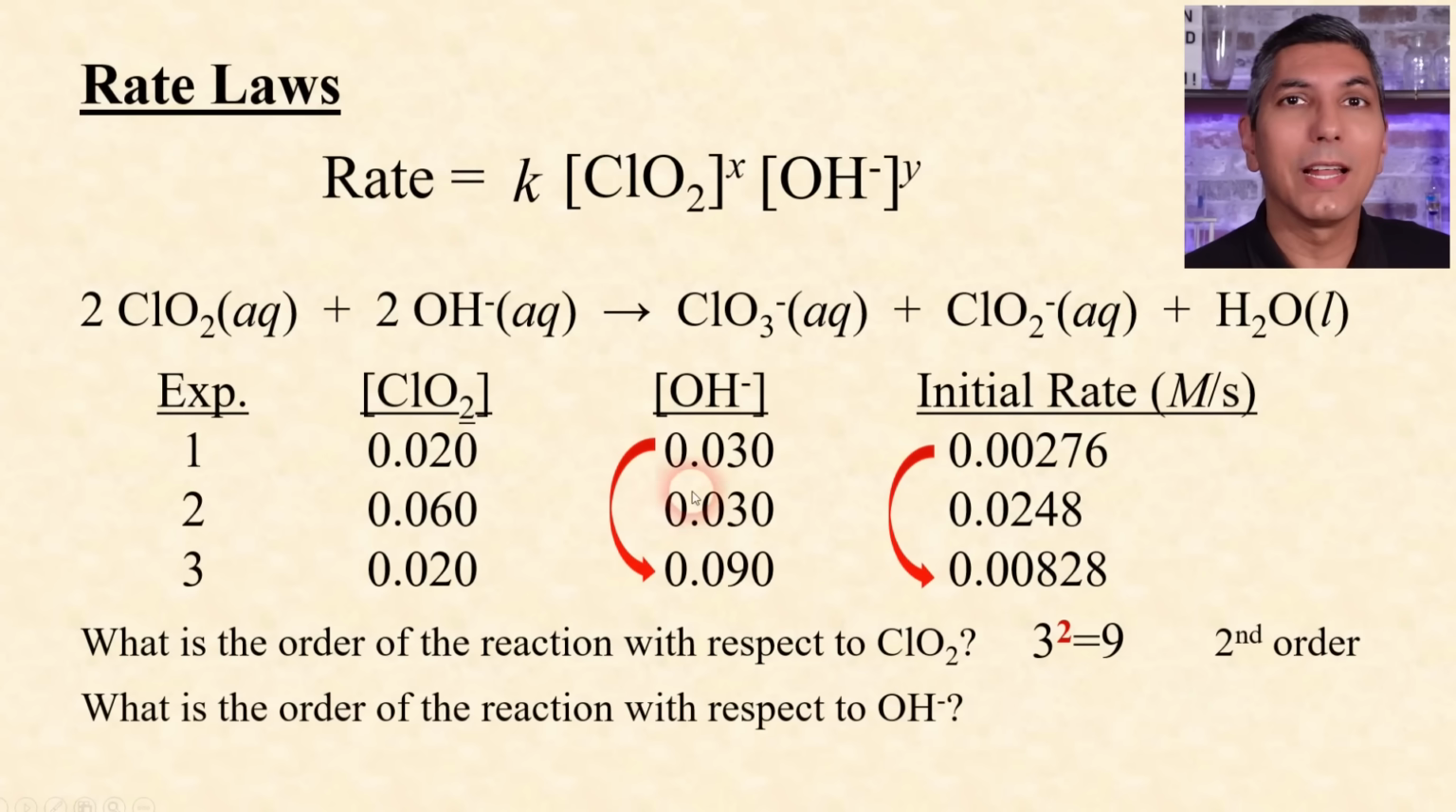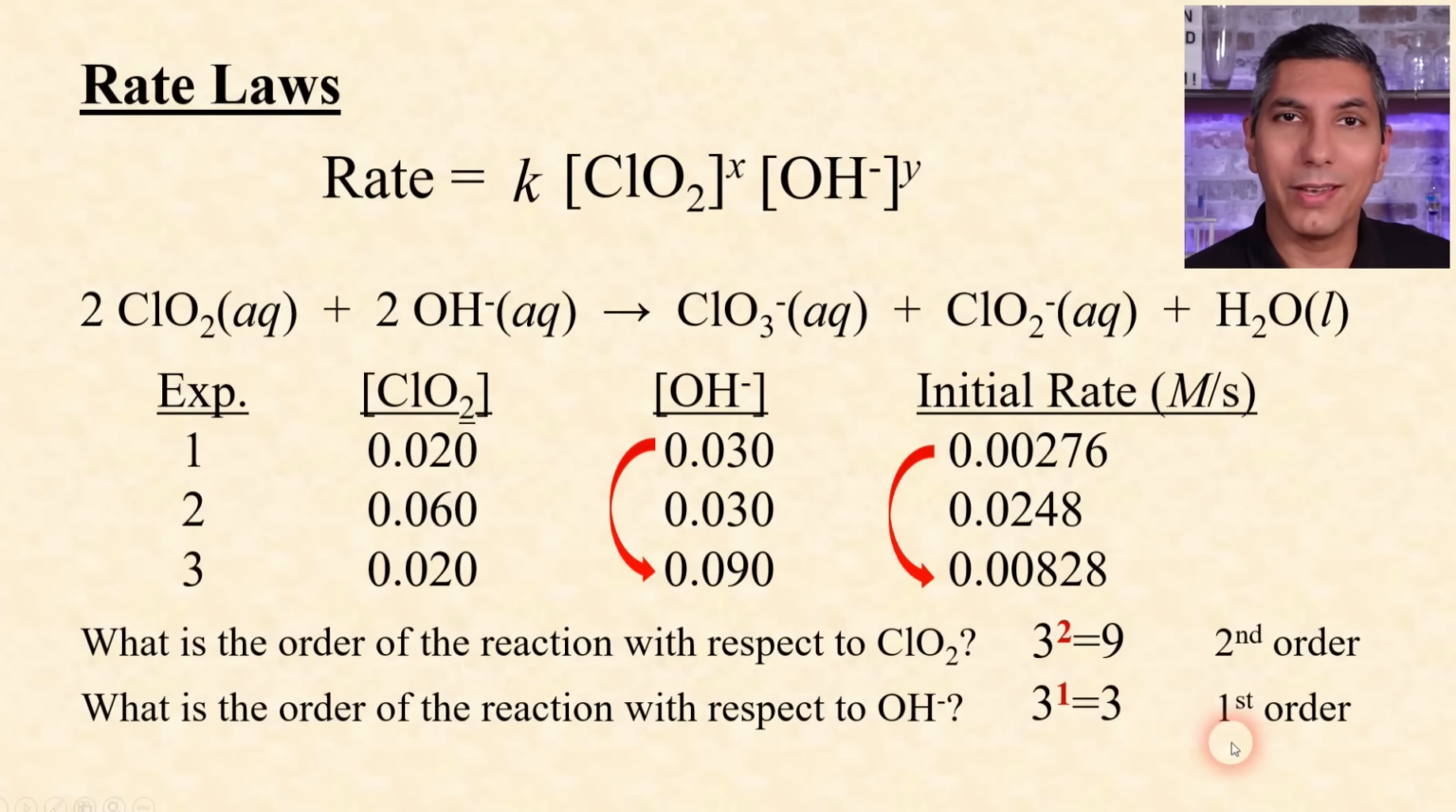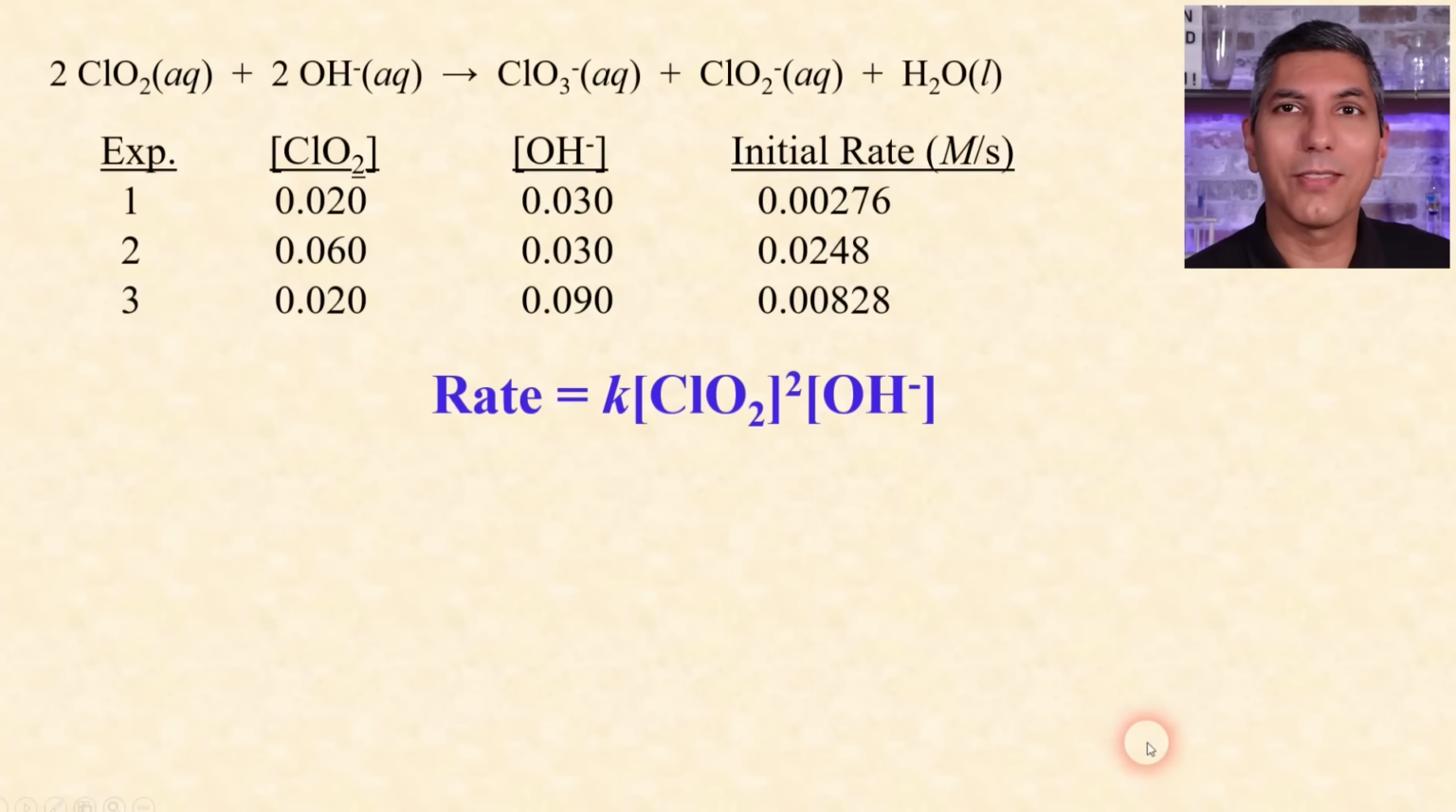For hydroxide, let's use experiments 1 and 3. As hydroxide triples, initial rate also triples. Since 3 to the first power is 3, the order of hydroxide is 1. So the rate law looks like this.